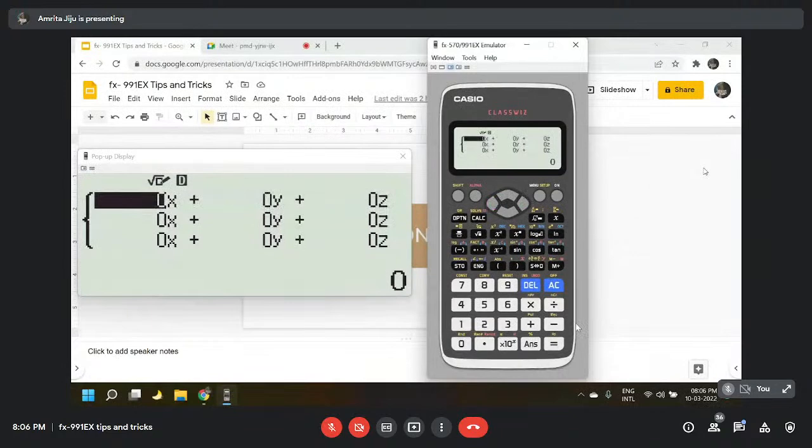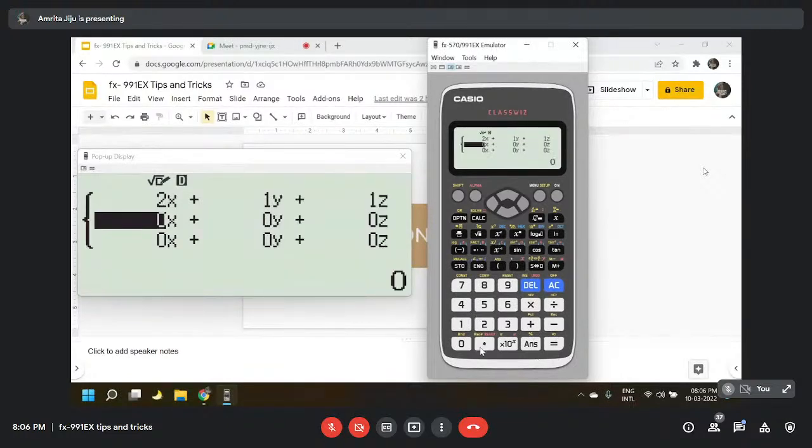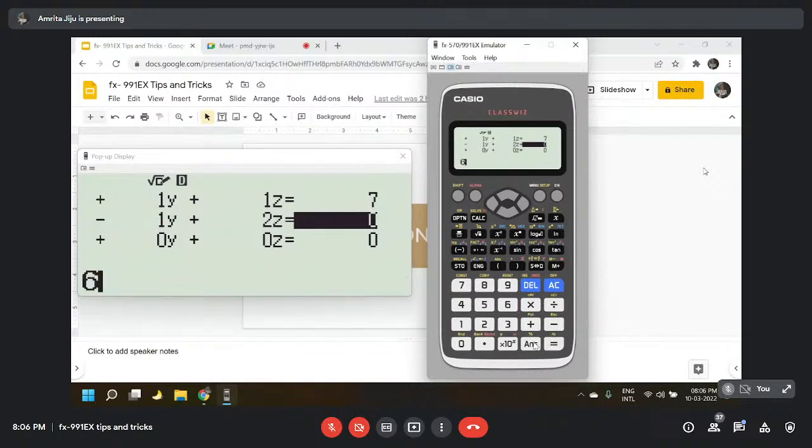So you can actually input the values like 2, then hit equal to 1, 1 equal to 7. Okay. For the next equation, like 2 minus 1, then what? 2 equal to 6. Okay.